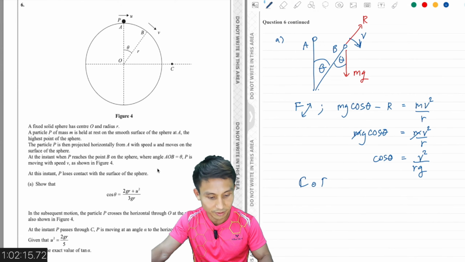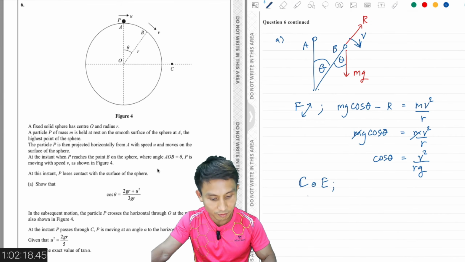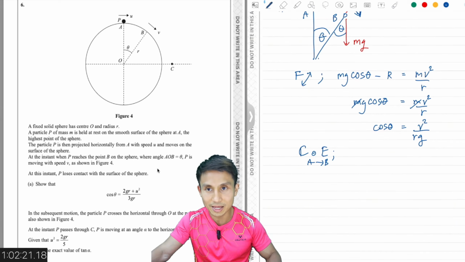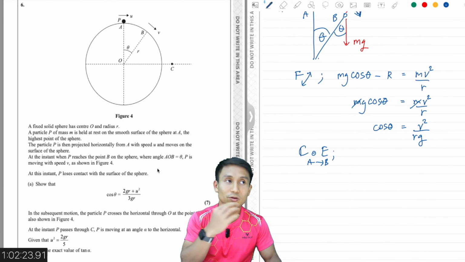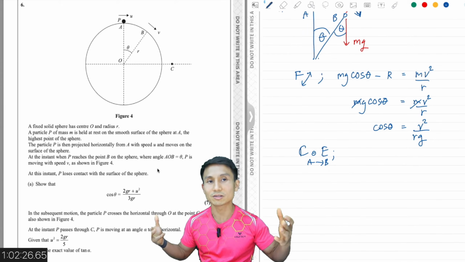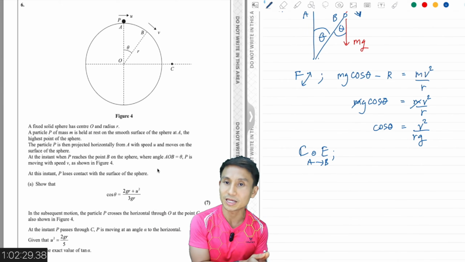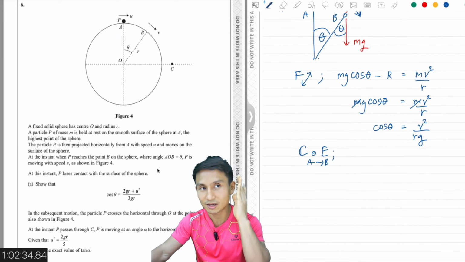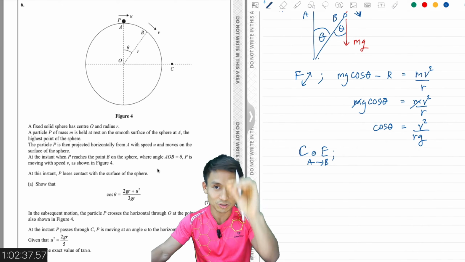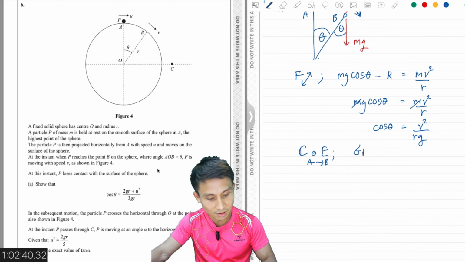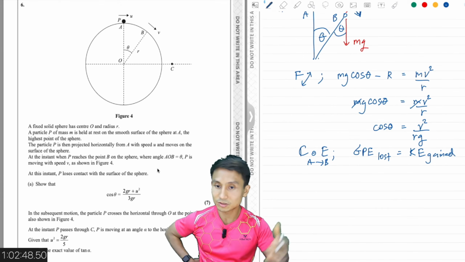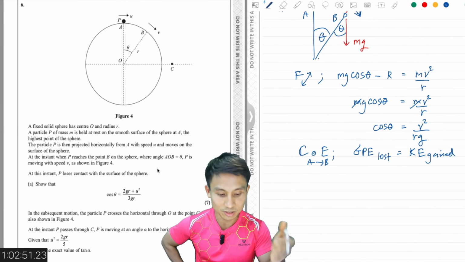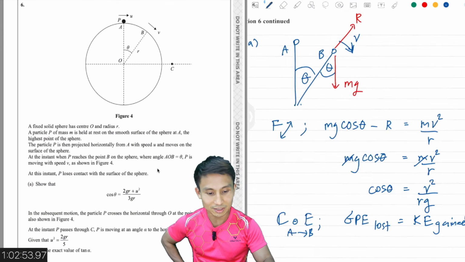Conservation of energy, right? So from A to B. You can consider conservation of energy as the energy loss being equal to the energy gain. So here the energy loss is the GPE. You lose GPE there because you're moving down. So GPE loss is equal to KE gain, right? And there's no friction here because it's smooth. So GPE loss is just working out that little distance here.